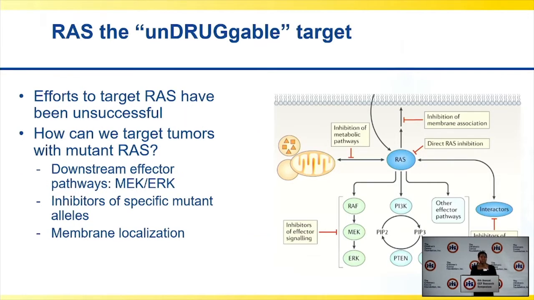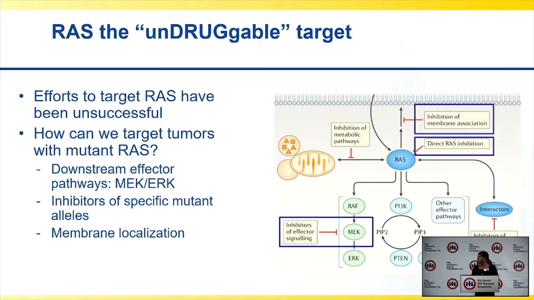Despite how commonly RAS mutations are seen in cancers, efforts to target RAS have been largely unsuccessful. A variety of strategies have been employed to try to target oncogenic RAS, including inhibition of downstream effector pathways, including the MEK-ERK pathway, direct inhibition of RAS using small molecule inhibitors, and indirect inhibition of RAS by targeting membrane localization. This strategy is the focus of my research.